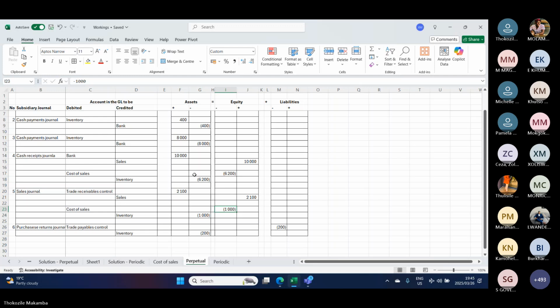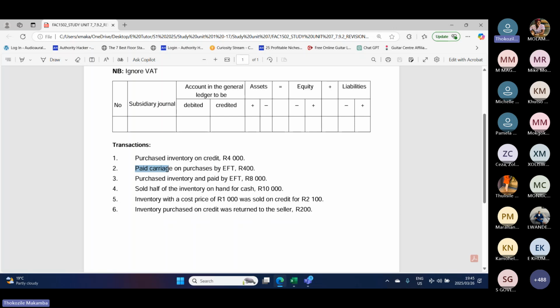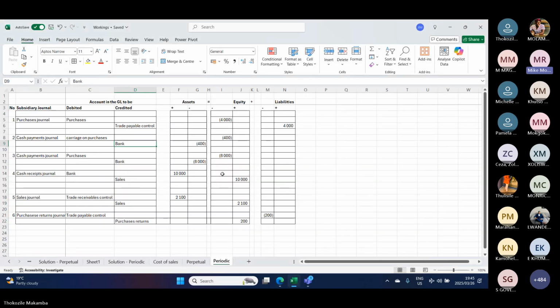I just wanted to get clarity on the periodic. Why is bank credited 400 on the second transaction? Because it says in the question that we paid the carriage on purchases by EFT. Whenever you see EFT, we must just know that that's bank. In other words, it means we just made a transfer from the bank account to pay the supplier. Okay, then I have two more questions. Go for it.